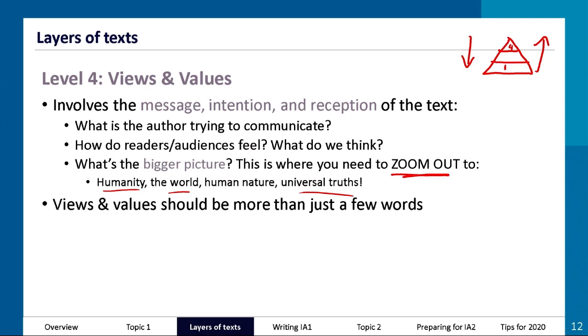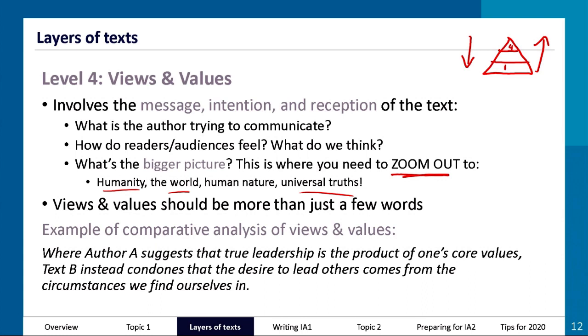And in contrast to themes, views and values should be more than just a few words. So this should be something like, true leadership is the product of one's core values, or the desire to lead others comes from the circumstances we find ourselves in. So the theme here is leadership, but the views and values concern is, for one text, leadership comes from who we are and what we believe in, and from another text, it's circumstantial. Greatness is forced upon us in certain circumstances and people just have to rise to the challenge. It's not necessarily about them, it's about where they are and who they're amongst. So, across all 4 of those layers, we're comparing texts in different ways and for different ends.